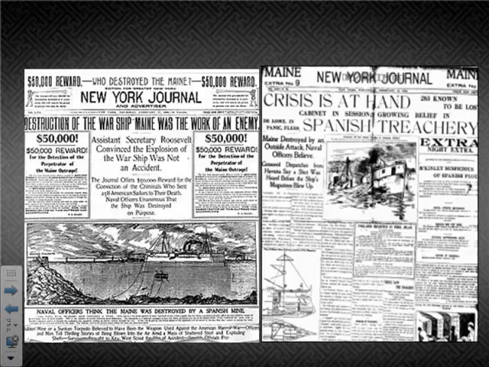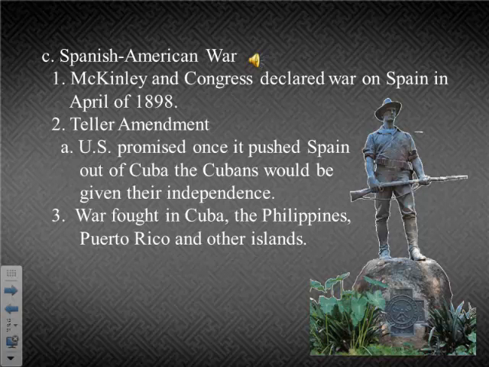Here you can see some headlines for the day after. Destruction of the warship Maine was the work of an enemy, Spanish treachery, so forth. So there's some yellow journalism. So the Spanish-American War is the result, and this was a war that lasted only a few months. It was called the Splendid Little War. McKinley asked Congress to declare war in 1898.